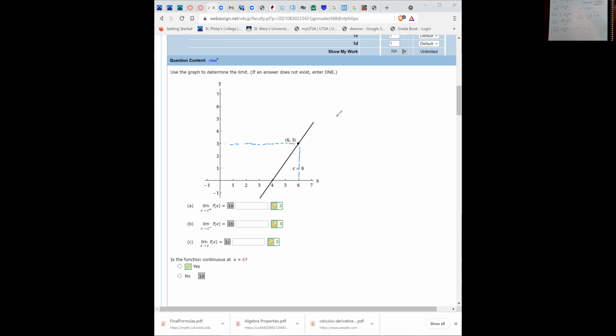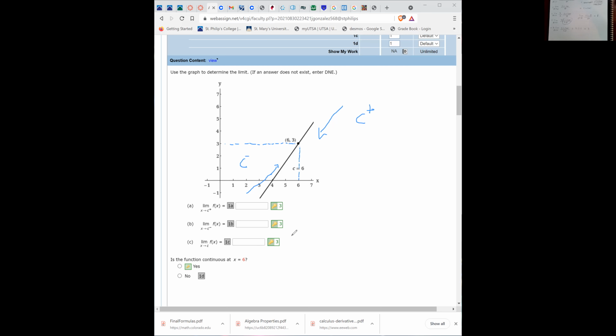When I'm approaching from this direction, that is the C plus. When I'm approaching from this direction, that is C minus. Now, if they are the same, and you can see it, right? As I get closer to 6 from the left, the function is going to 3. My approach from the right is still the same. Since they are equal, then the limit will be 3.